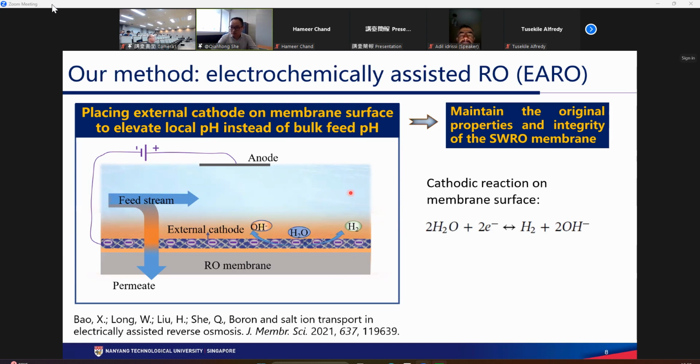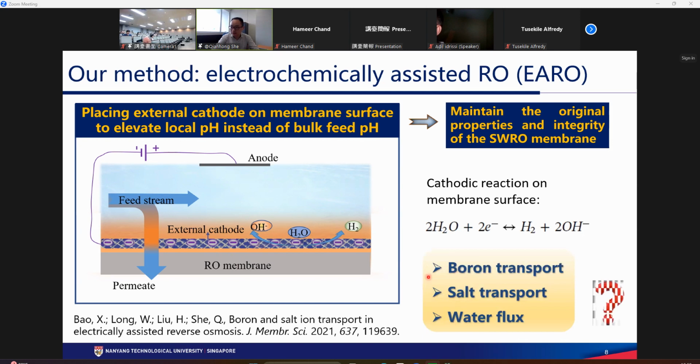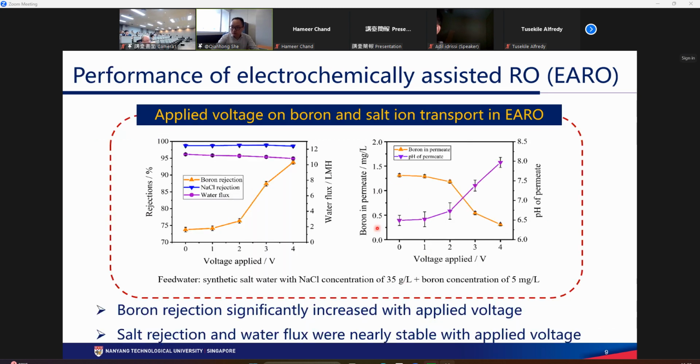And we design this system to evaluate whether this process is effective to help us achieve sufficient removal efficiency for the boron specifically. We actually want to make use of the electrochemical reaction to elevate the pH at the cathode. So we actually want to use this process to elevate the local pH on the membrane surface. And then we want to evaluate whether the boron rejection can be achieved and whether the salt transport and the water flux can be maintained stable. So we do the experiments, we apply the voltage in the system.